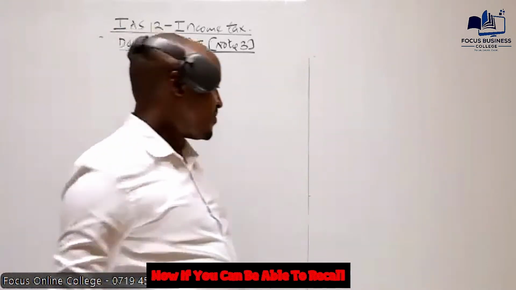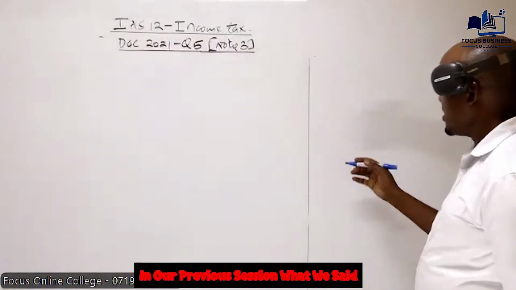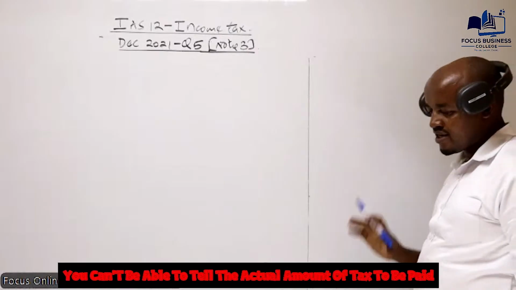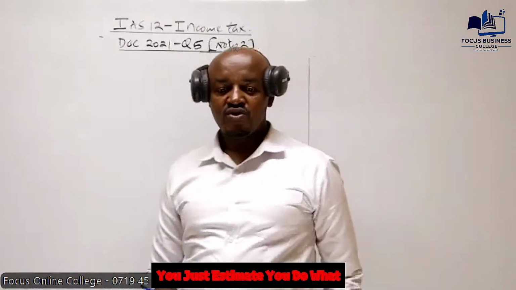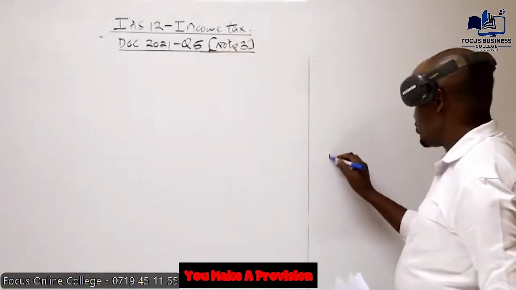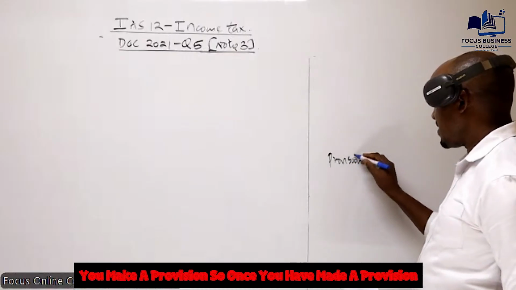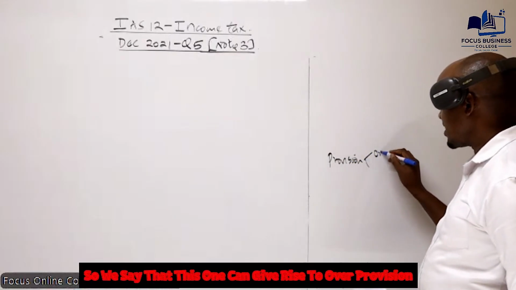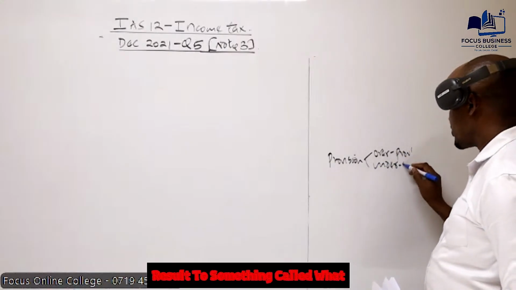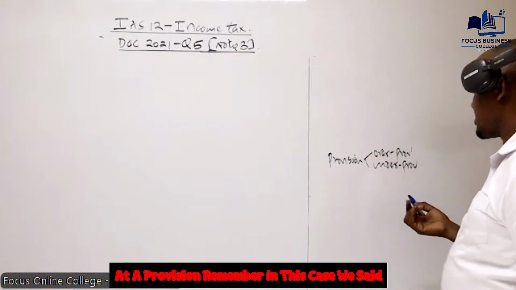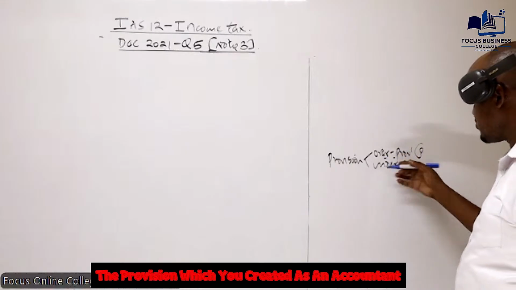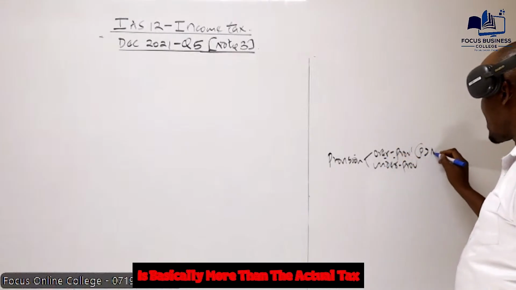deferred tax. Now, if you can recall from our previous session, as an accountant, anytime you're preparing the income statement or the financial statement, you can't tell the actual amount of tax to be paid. You just estimate the tax to be paid, and you make a provision. Once you have made a provision, this can give rise to over provision, or basically under provision. Remember, over provision arises whereby the provision which you created as an accountant is more than the actual tax.